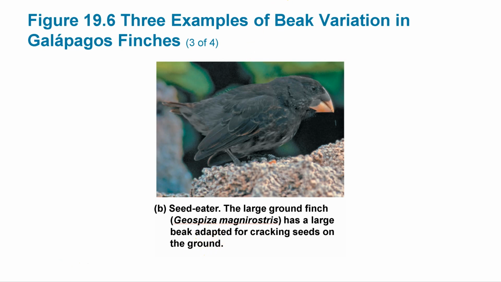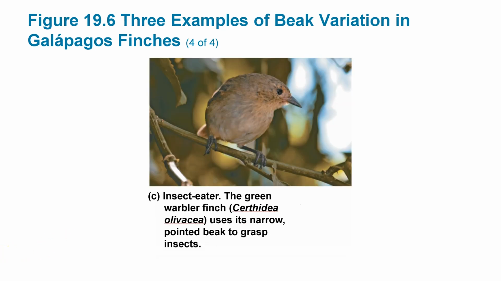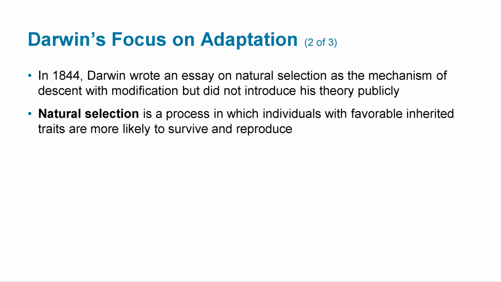Adapted for cracking seeds. Well, how did this happen? They choose just to have big beaks? No. It's just, according to evolution, random mutations and differential survival rates based upon these adaptations. Then an insect eater, narrow beak, to grasp insects. Okay? And so Darwin wrote an essay about natural selection as the mechanism of descent with modification.